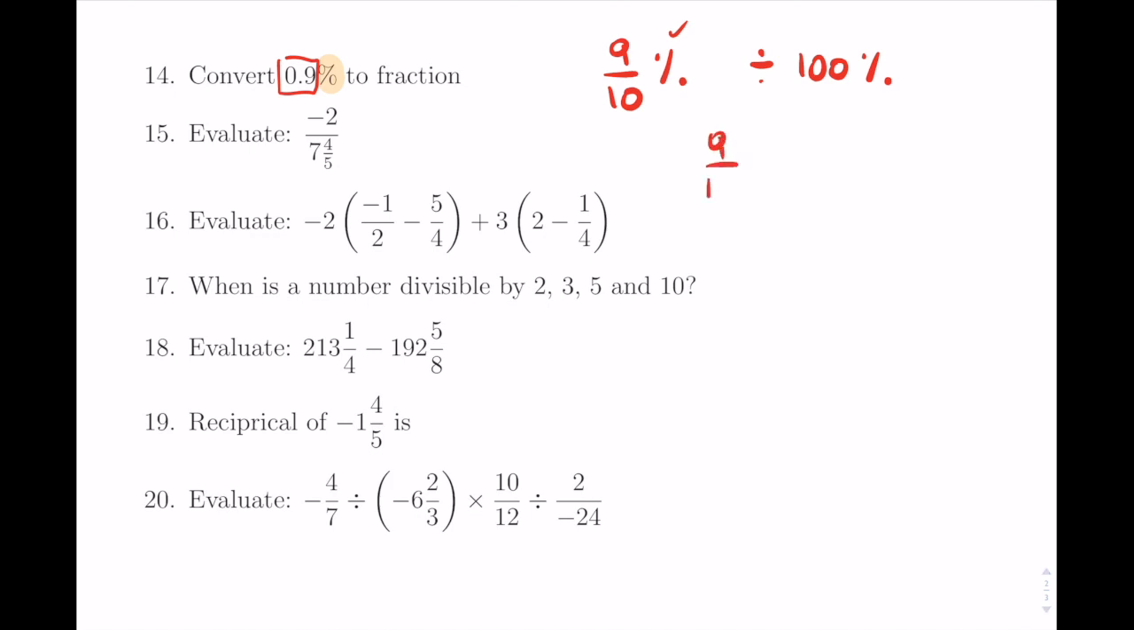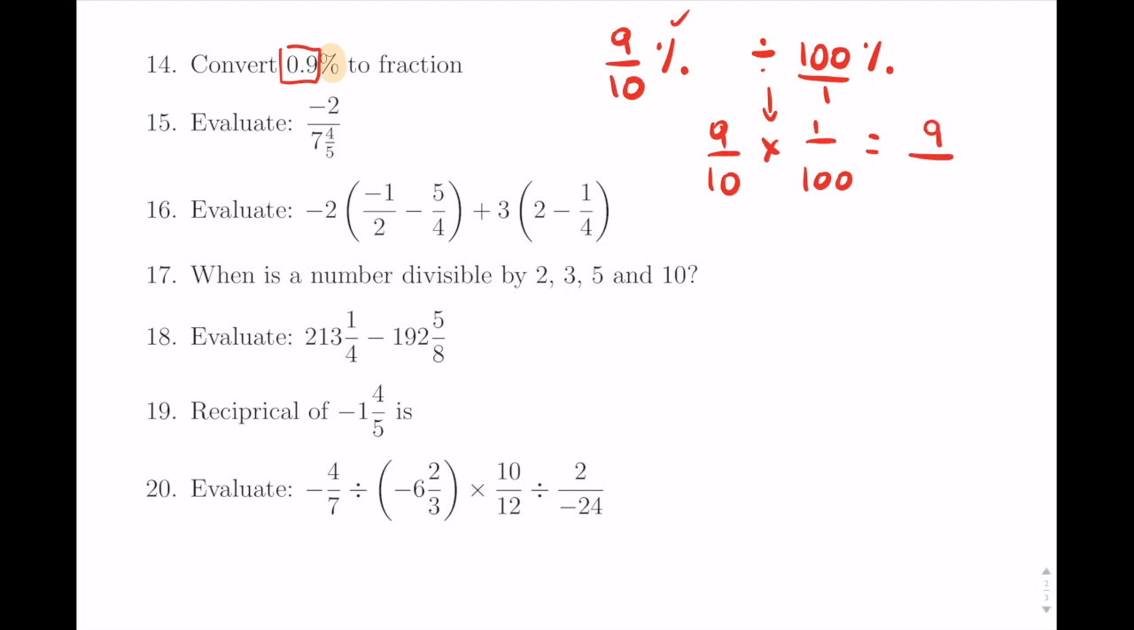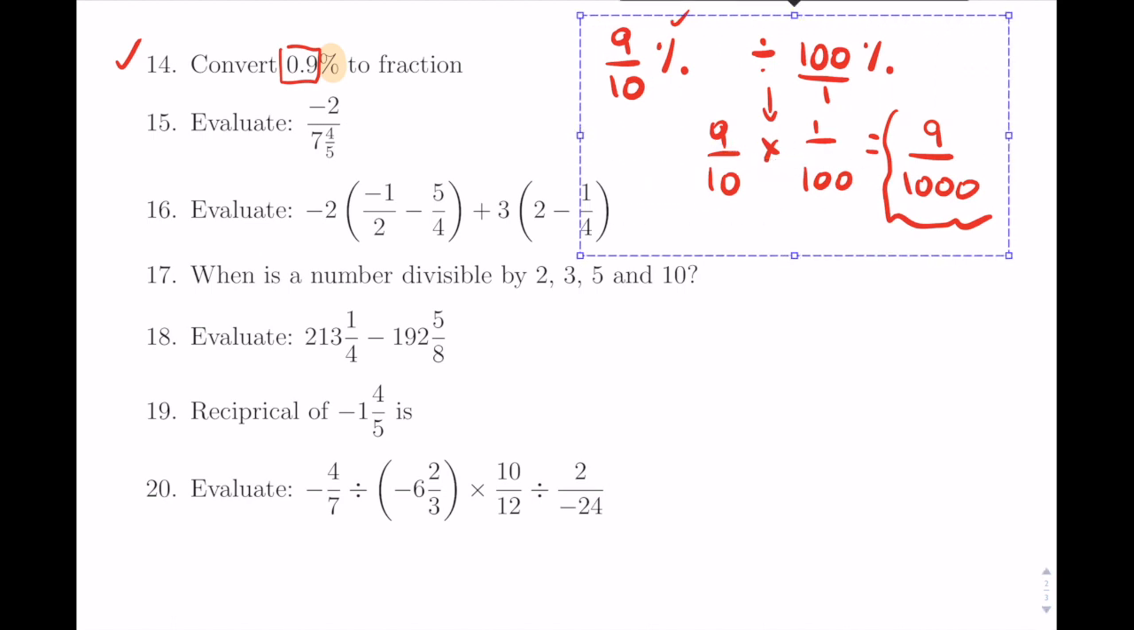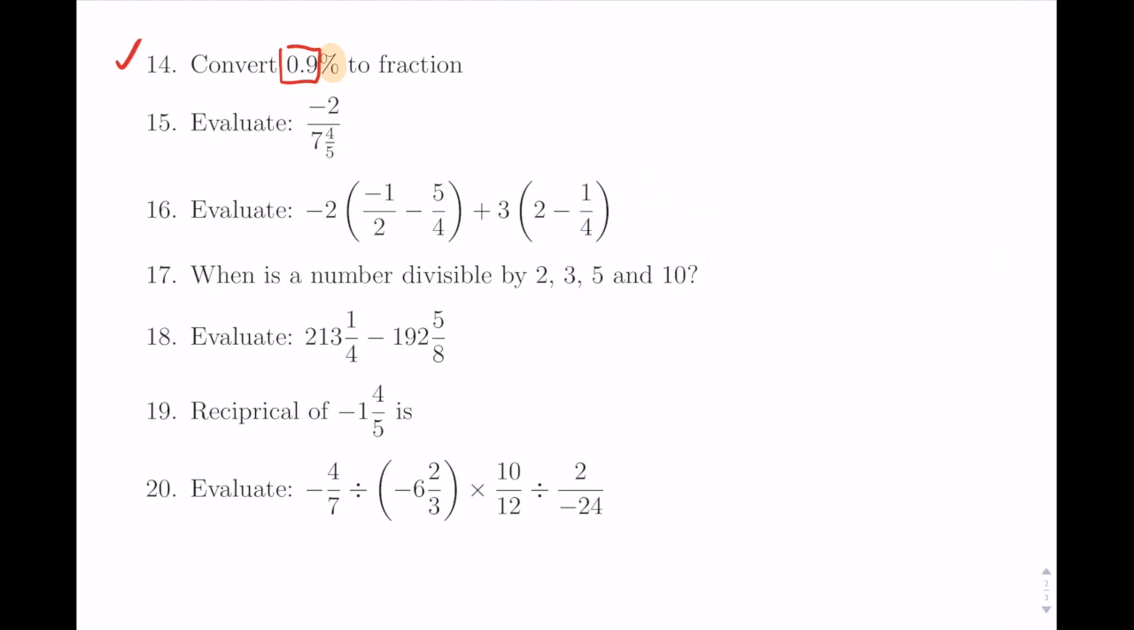Well, but that is just 9 over 10 multiplied by the reciprocal. So 1 over 100. And this becomes 9 over 1,000. Okay, and that would complete question 14. Let's take a look at question 15. So for question 15, I have negative 2. So let me write this. Now remember that, this division right here.